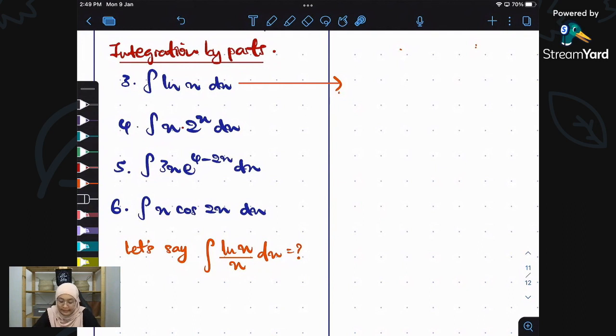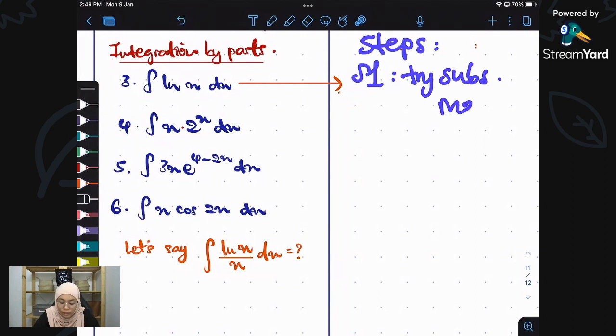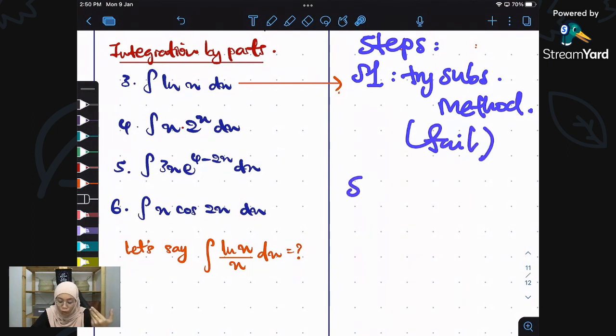So basically like this. First, apabila you menjawab soalan integration, lagi-lagi you macam blur, you tak tahu nak pakai integration yang mana satu. So the first step, okay, this is the very crucial step. The very first step is you try substitution method dulu. Substitution method is the method that you must try first. If substitution method fail, kalau dia fail, barulah you go to the next step, which is you pakai IBP. IBP means integration by parts.